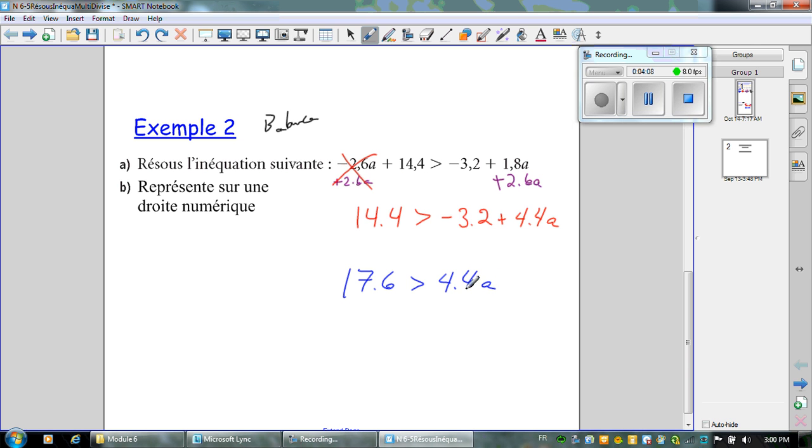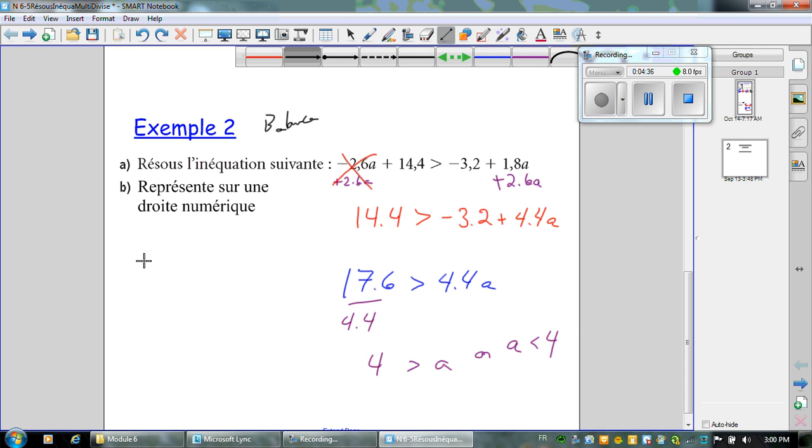And now, what number do I multiply by 4 and 4 tenths to get this number here? You could probably do that in your head, but if you can't, you just need to divide. You just need to do the inverse operation of multiplying by 4 and 4 tenths. Divide this by 4 and 4 tenths, and it's going to give you your answer. So 4 is your answer. So 4 greater than a, or a smaller than 4.